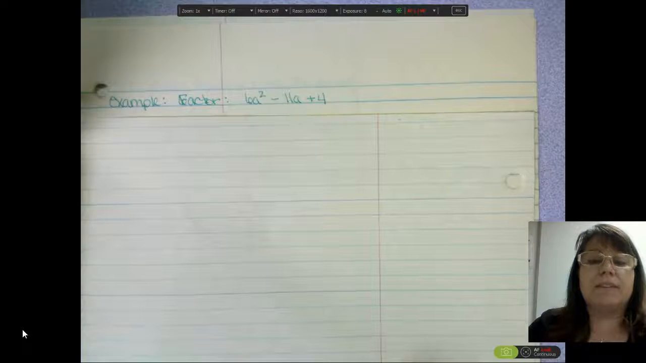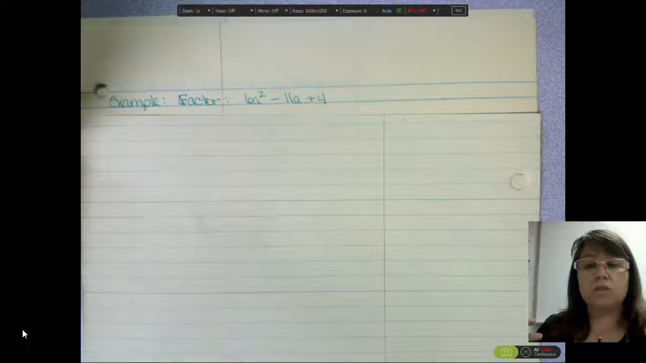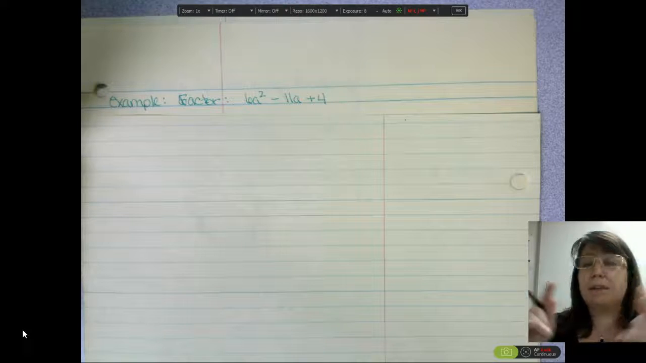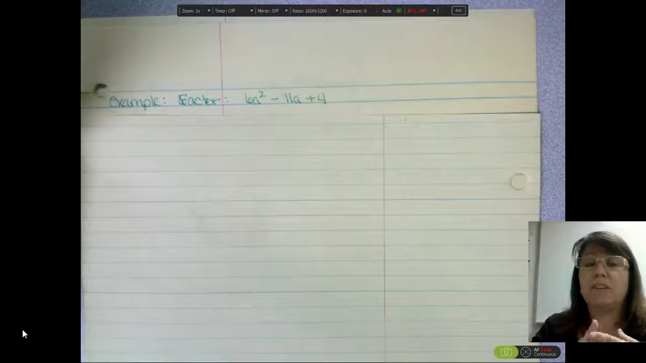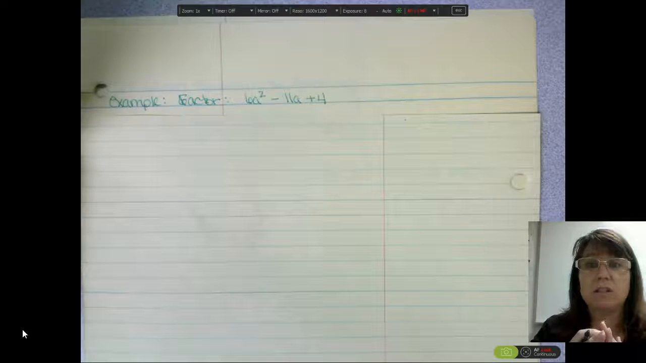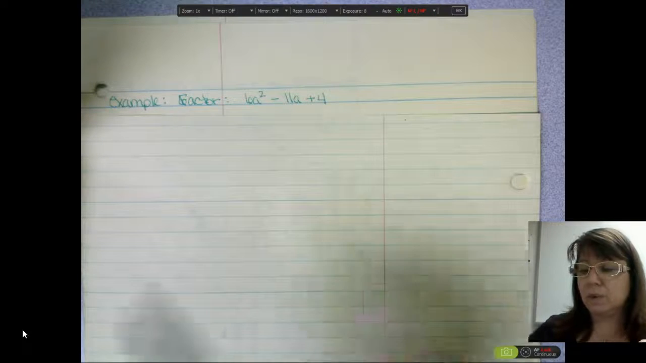6a squared minus 11a plus 4. I'm going to go through the process and see if I can pull out any greatest common factor, if it's a sum of squares, if it's anything special that I can break apart. So let's work through this one.